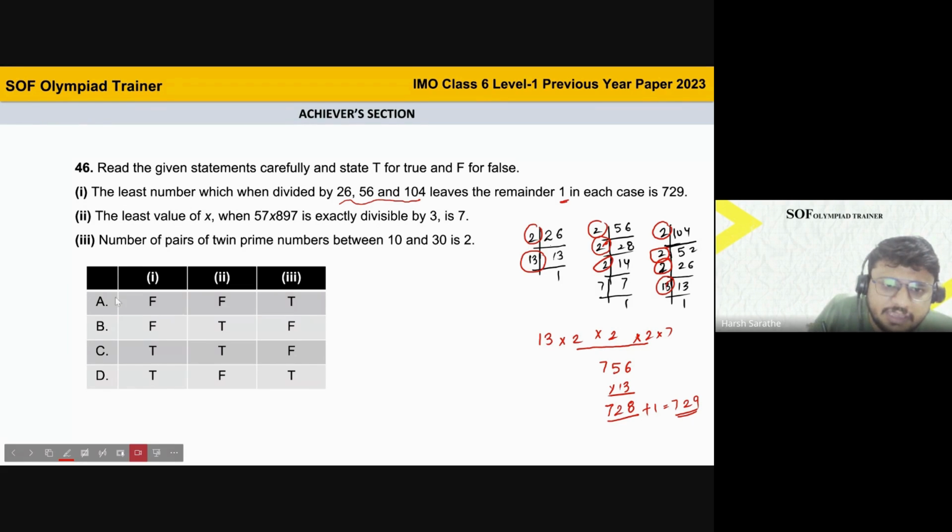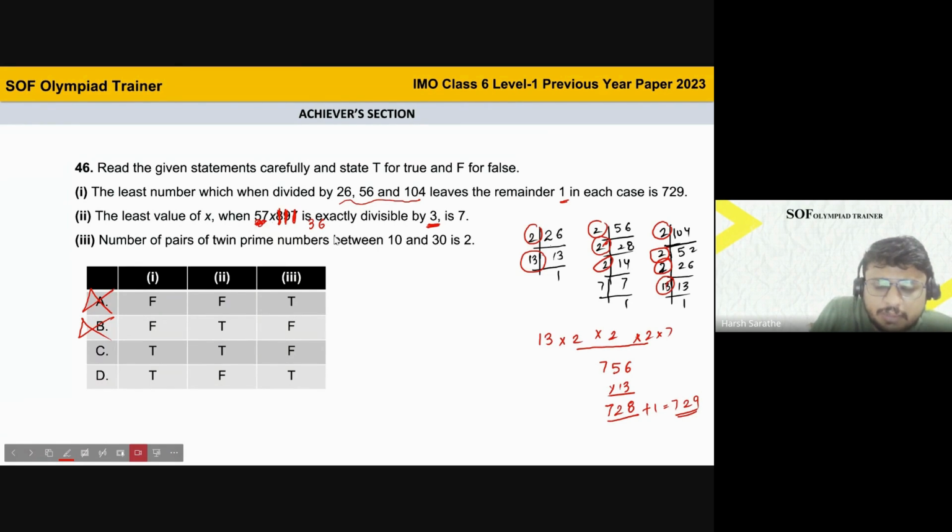Option number A and B is false. Okay. So beta, option C and D can be the answer. So now beta, solving the second one will be easy for us. The divisibility rule of 3 states that the sum of the digits should be divisible by 3. So beta, 5 plus 7 is 12, 12 plus 8 is 20, 20 plus 9 is 29, and 29 and 7 is 36.